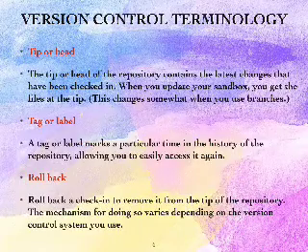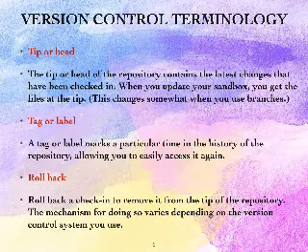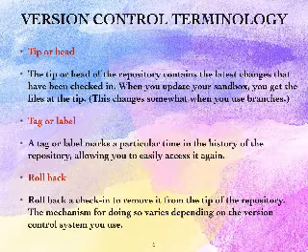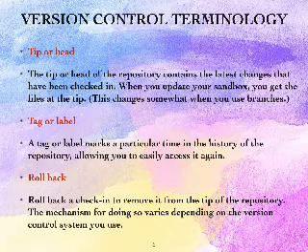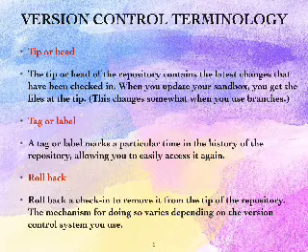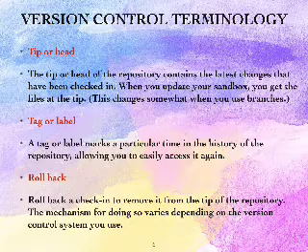Then you have certain features like tip or head. The tip or the head of the repository contains the latest changes that have been checked in. When you update your sandbox, you can get the files at the tip. So from there, if you start making branches, I think it will be effective. And then you have something called a tag or a label, which marks a particular time in history of the repository, allowing you to access it again and again. Then there's a rollback operation, a check-in to remove from the tip of the repository. The mechanism for doing so varies depending on the version control system that you use.